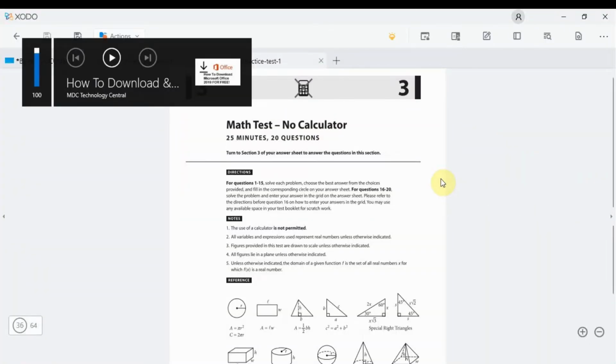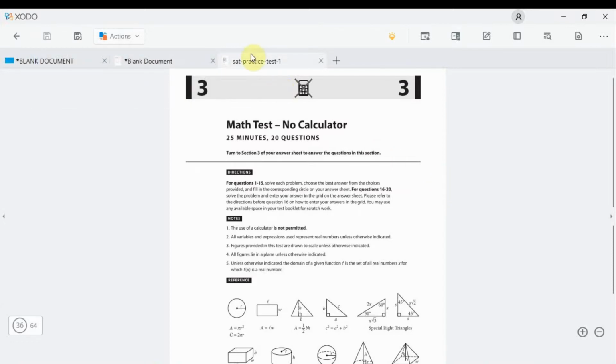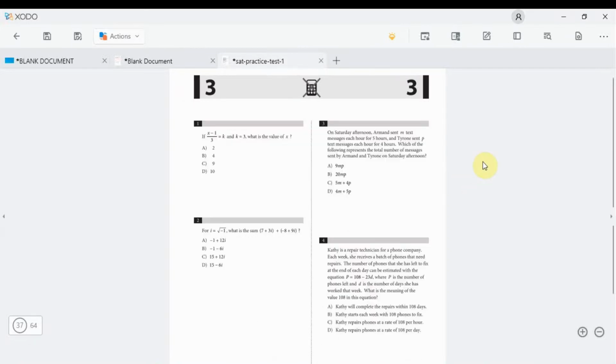Today we're going through the SAT Practice Test 1 from the College Board website, section 3 for the mathematics. It has 20 questions and you have 25 minutes to do it. And the most important thing is no calculator. So with that being said, let us go through it and have some fun.